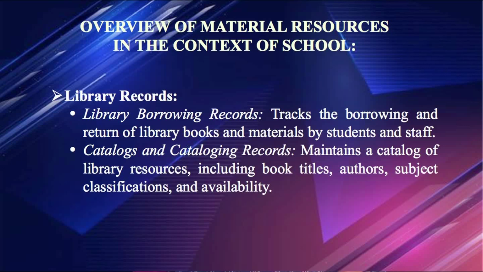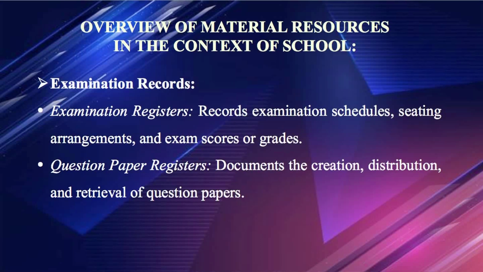Next is the catalog and cataloging records, which maintains a catalog of library resources, including the book title, the authors, the subject classification, and the availability. Then comes the examination record.